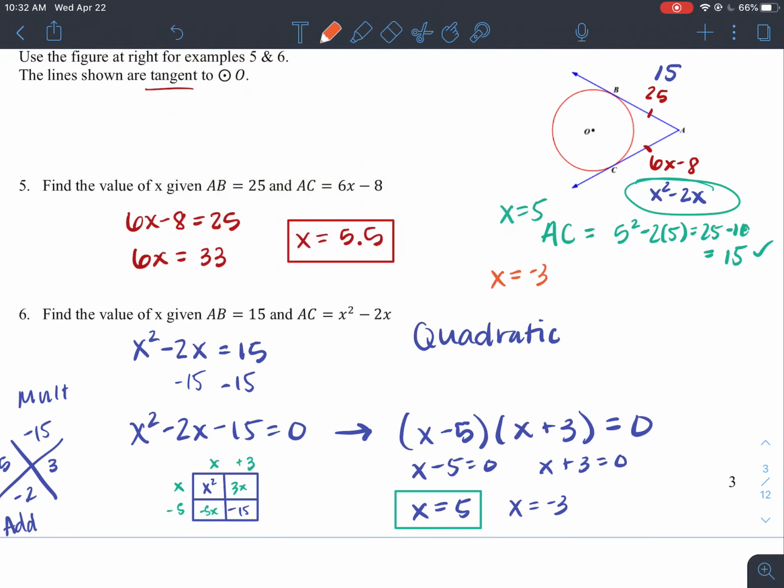If x equals negative 3, what does AC equal? AC is going to equal negative 3 in parentheses squared minus 2 times negative 3. Negative 3 in parentheses squared is positive 9. Minus 2 times negative 3, that is plus 6. That also gives me 15. That works, so that also is an answer. Both of these are correct. You need to give me both. There's no extraneous solution in example 6. Okay, so those are both correct answers there.